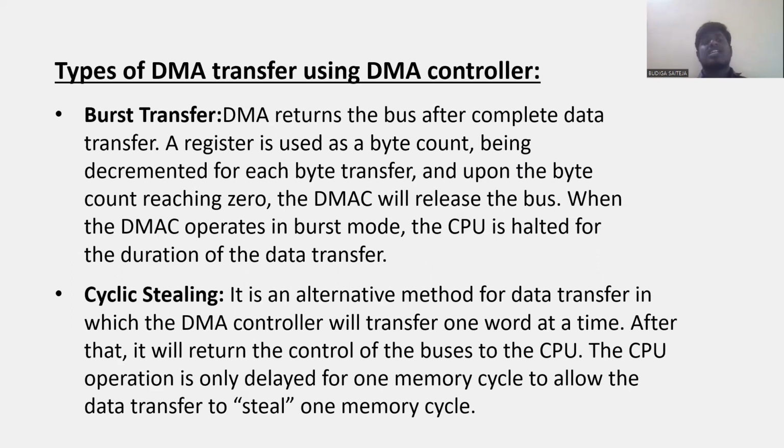The other one is cycle stealing. It is an alternative method for data transfer in which the DMA controller will transfer one word at a time. After that, it will return the control of the buses to the CPU. The CPU operation is only delayed for one memory cycle to allow the data transfer to steal one memory cycle. In cycle stealing, after transferring the data, it returns the control of the buses to the CPU.